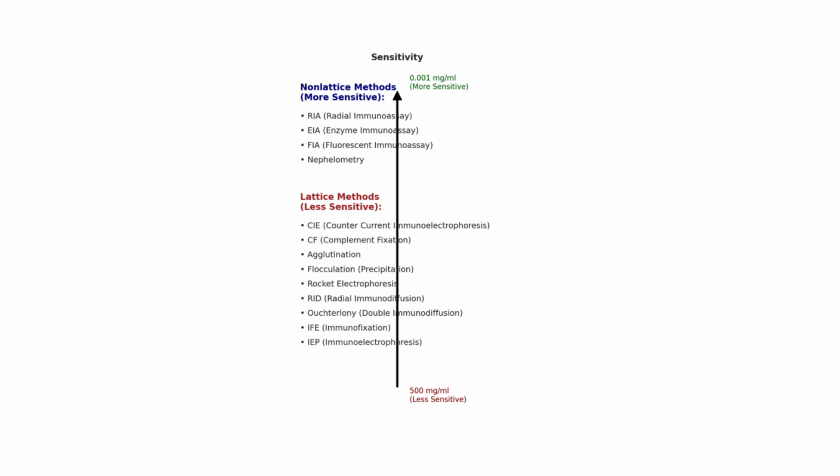Lattice methods are less sensitive. These include countercurrent immunoelectrophoresis, or CIE, complement fixation, abbreviated as CF, agglutination techniques, flocculation, also called precipitation, rocket electrophoresis, radial immunodiffusion, or RID, Ouchterlony or double immunodiffusion, immunofixation, abbreviated as IFE, and immunoelectrophoresis, abbreviated as IEP.